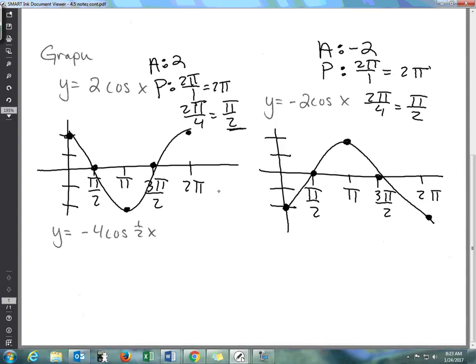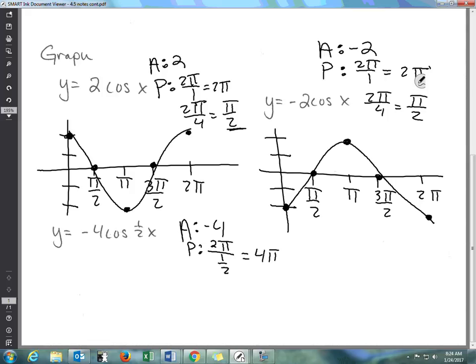Okay, now, what happens when they start messing with your b value? So when they start putting in numbers with the x value. So in this one, y equals negative 4 cosine of 1/2 x. So your amplitude is negative 4, and your period length, p, is 2 pi divided by 1/2. Okay, so if you take 2 divided by 1/2, you get 4 pi, right? So your period length, the length of your graph, is now 4 pi. So instead of 2 pi, it's 4 pi, so it's twice as long.